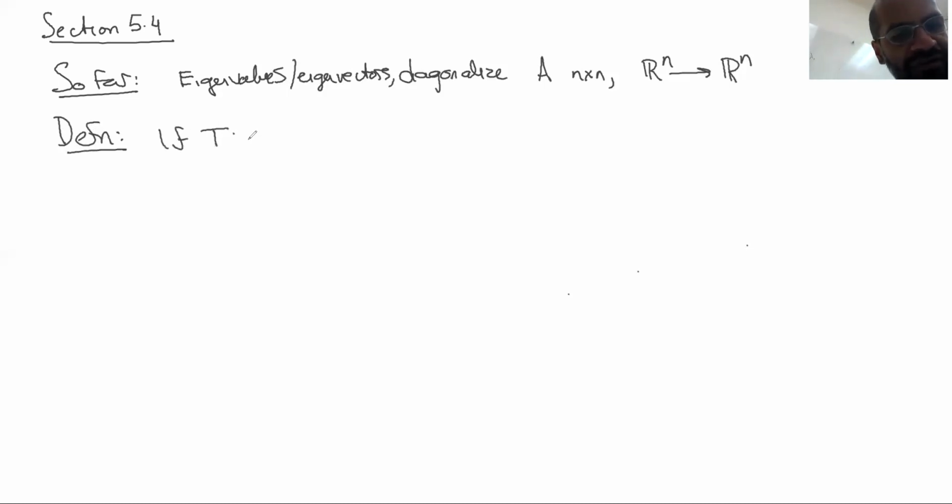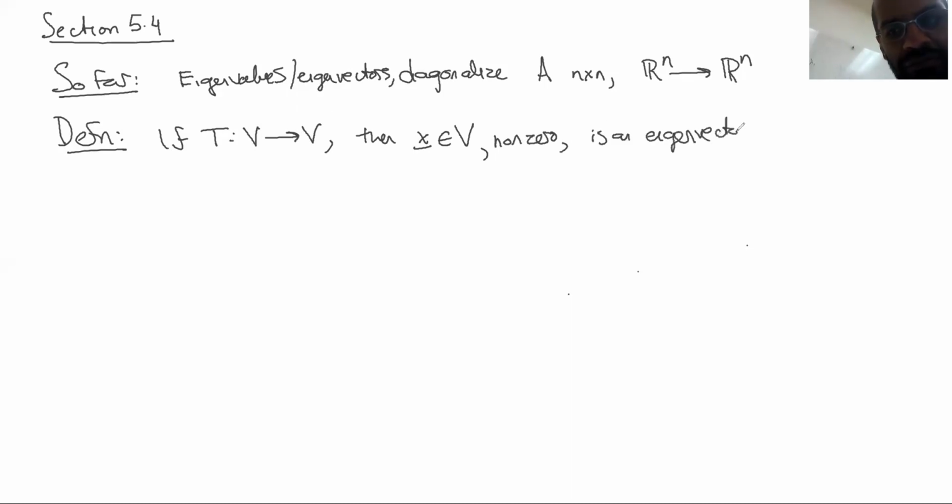If T is a linear transformation from a vector space to itself, so again, previously we looked at transformations from one vector space to another. Here it's important that it's from V to V. That's the analog of being a square matrix. Then some non-zero vector x in V is an eigenvector of T if the same equation holds, if Tx equals lambda x for some scalar lambda.